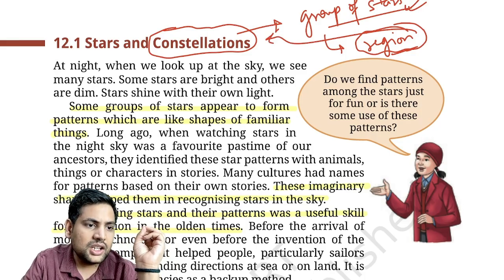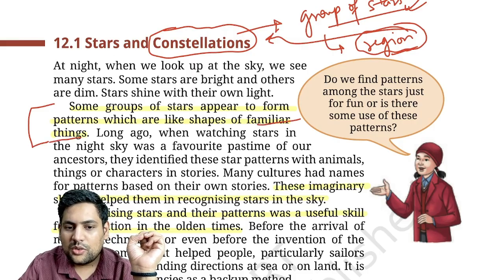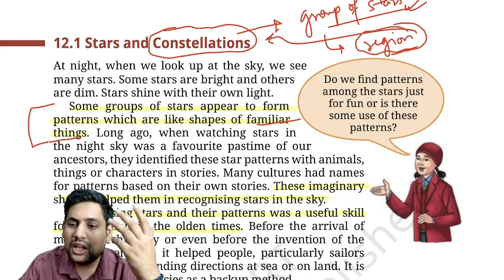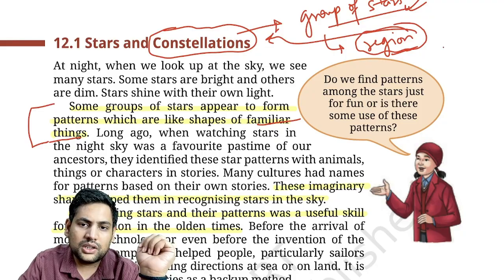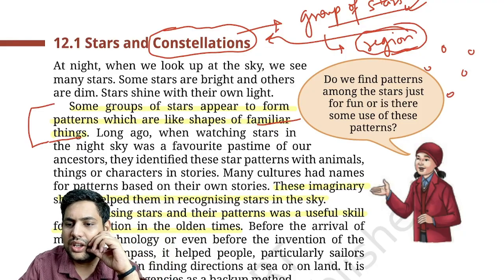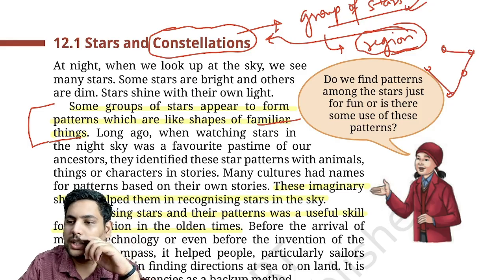First, let's understand this. Some groups of stars appear to form patterns which are like shapes of familiar things. Correct? You might have heard of Saptarishi. At least that. So different cultures have formed different patterns of stars in different ways. For example, if these are your 5 points, what shape is this? This can be any shape, correct? It can be a shape like this, like a diamond.